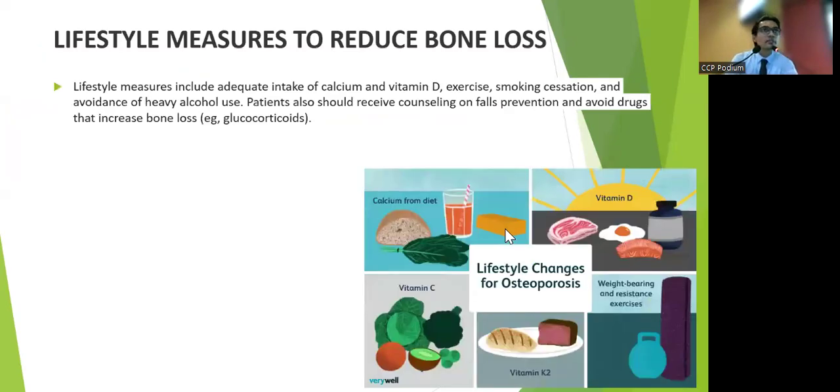As in many other medical illnesses, lifestyle measures are very much important. These include a proper exercise regime, weight bearing and resistance exercises, prevention of falls, adequate dietary calcium and vitamin D intake, avoidance of heavy alcohol use, smoking cessation, and patients should be advised to avoid high-risk medications like steroids as much as possible. So patients should be adequately educated and guided for these lifestyle measures.